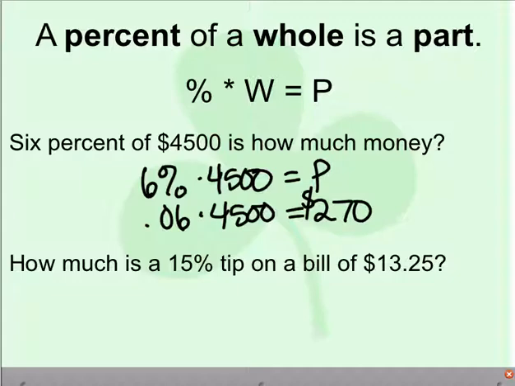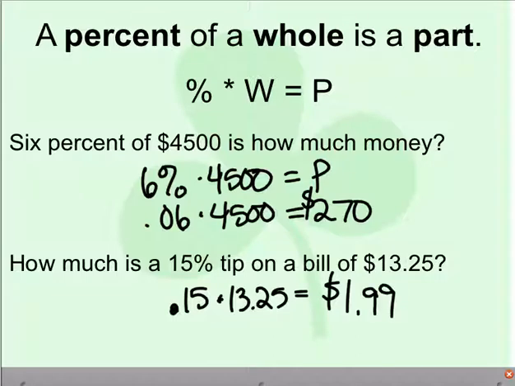How much is a 15% tip on a bill of $13.25? Setting it up the same way, I'm going to do 0.15 times $13.25, which means the tip that I'm going to leave is $1.99. Okay? Remember, always round to the nearest cent because that's how our money system works.